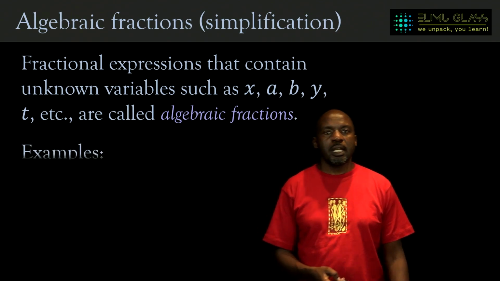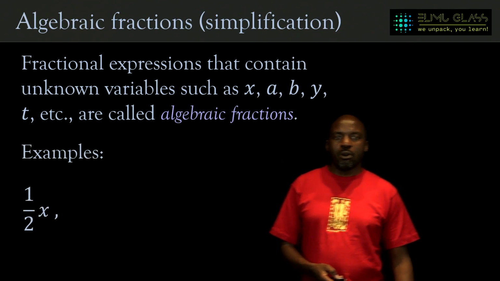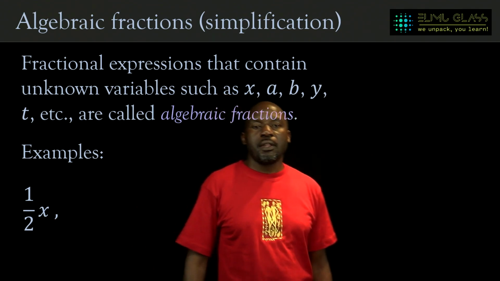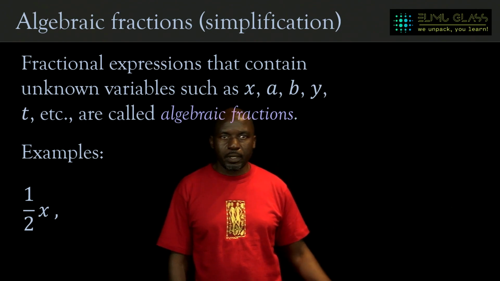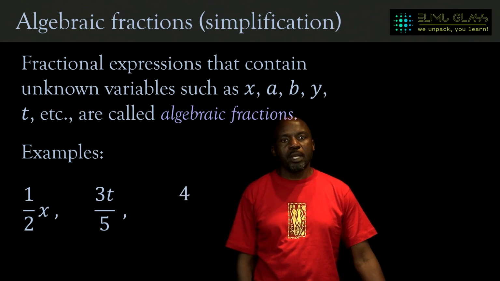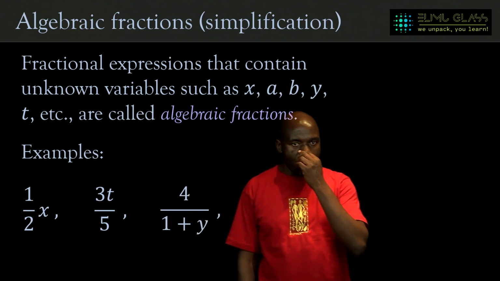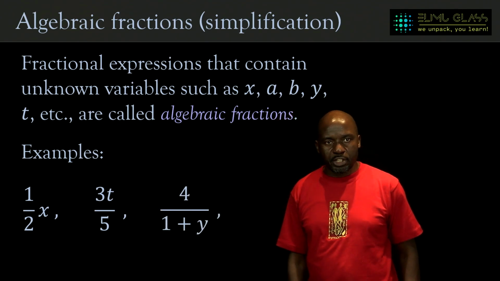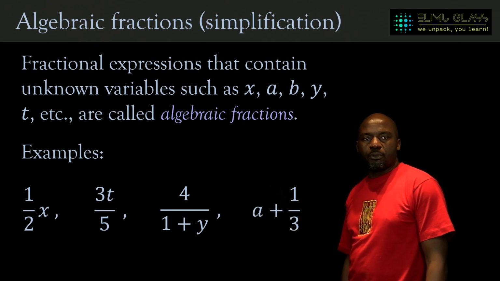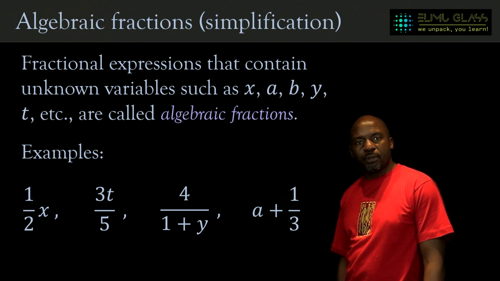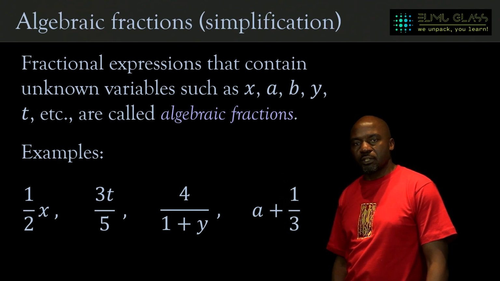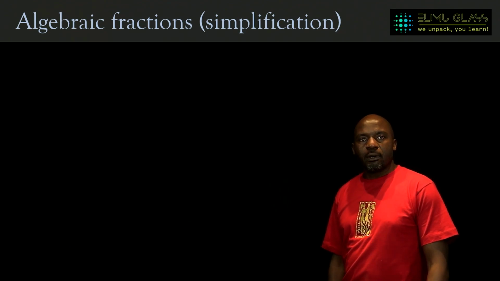Here are some examples. A half x, which can also be expressed as x over 2, is an algebraic fraction. 3t over 5 is an algebraic fraction. 4 divided by 1 plus y is an algebraic fraction. A plus 1 over 3 is an algebraic fraction. So these are some examples of what we refer to as algebraic fractions. Fractions that contain unknowns. All right, now let's move on.